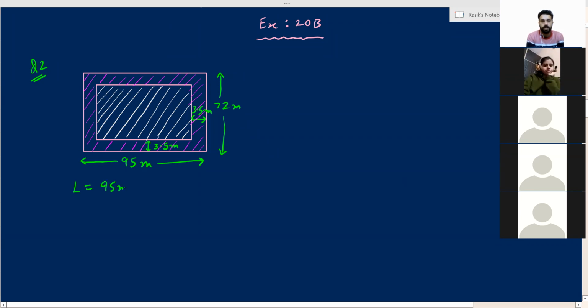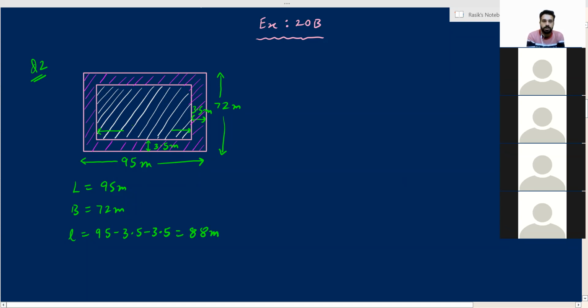Capital L is 95 meters. Capital B is 72 meters. Small l, that means the length of the inner rectangle. Tell me, all of you. 95 minus 3.5 minus 3.5. So subtract 3.5 two times. That means you can subtract 7 directly. 95 minus 7 will give you 88 meters. Any doubt in this? 88 meter is the length of the inner rectangle.